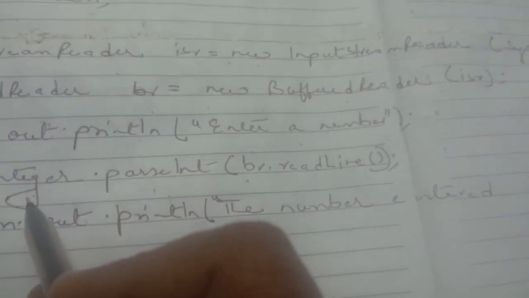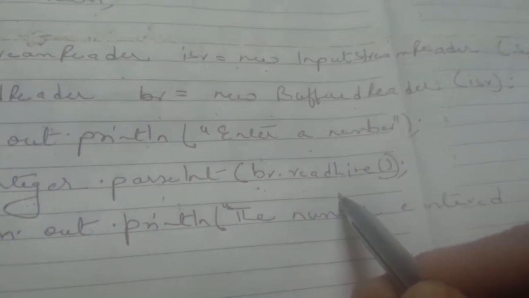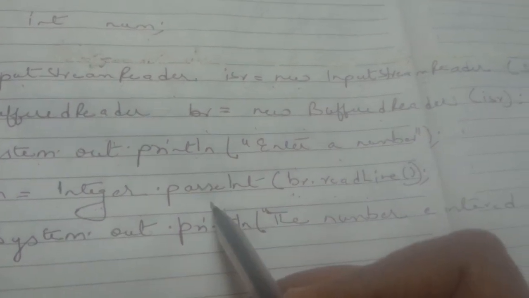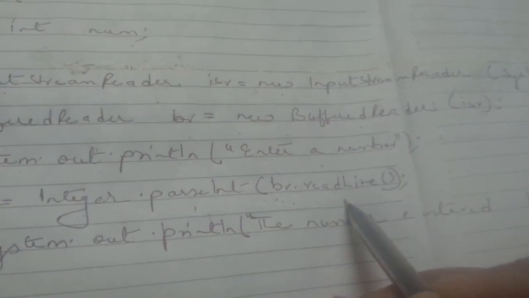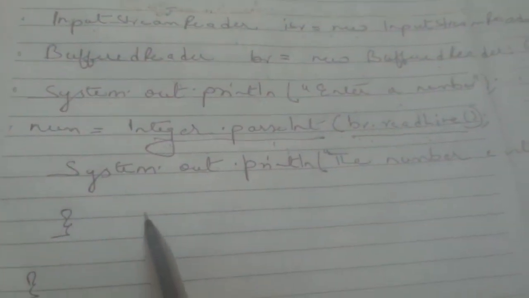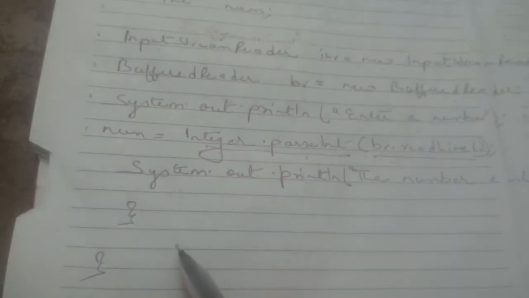br.readLine will accept a value, and it will be converted into numeric. Here we are combining two lines. We could have written them separately, but here I have written br.readLine together. First this will accept a value and then convert it into an integer. Now again System.out.println, the number entered is num, closing brace. The output: first it will ask enter a number. Suppose you have given 27. The answer will be the number entered is 27.